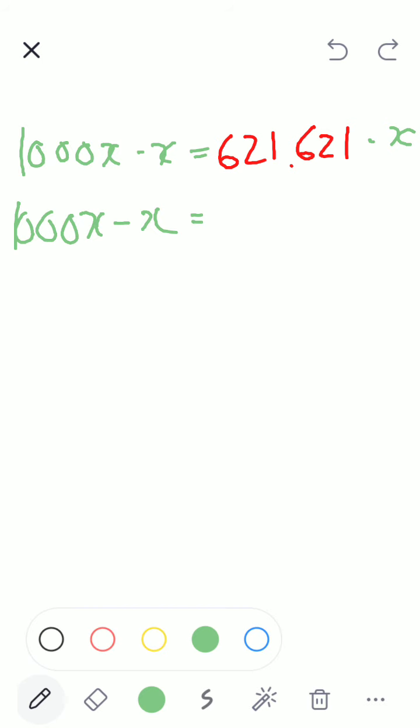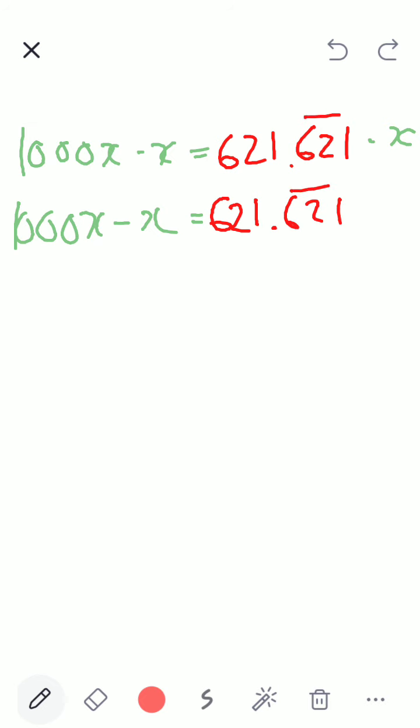So the red one, I know what is x. So I will write 621.621 recurring. Children, I am not putting the bar, remind me. Minus 0.621 recurring, because x in decimal form is nothing but 0.621 recurring. Correct?